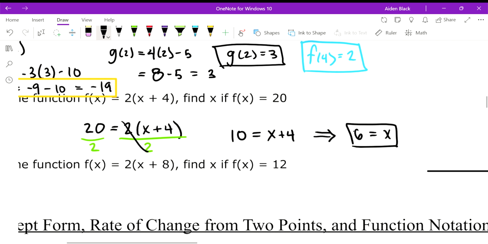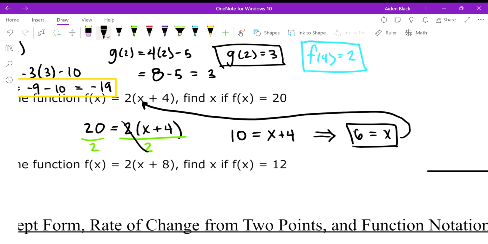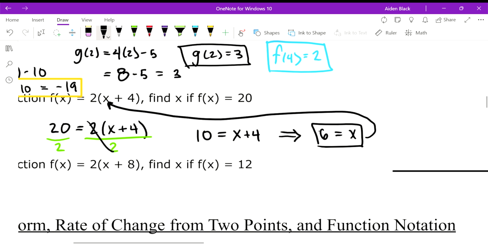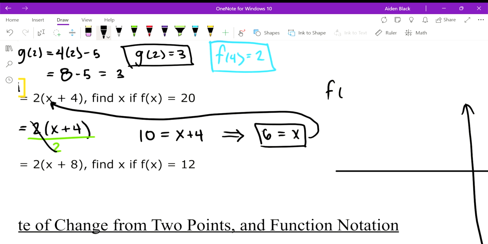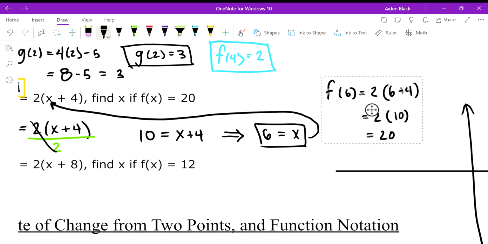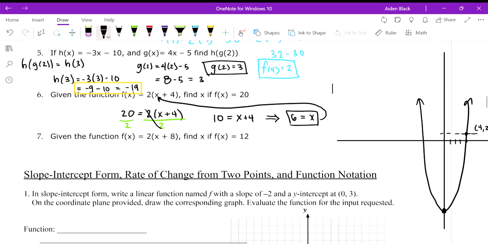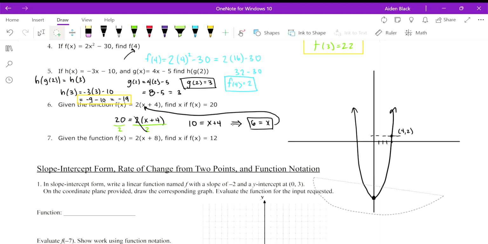What that means is if you plug in x equals 6 for our original function, you would get 20 as an output. For example, f of 6 should be 20. Let's see. 2 times (x plus 4). If we plug in 6 for x, we get 6 plus 4 is 10. Would you look at that? You get 20. So that's the idea behind this particular question.